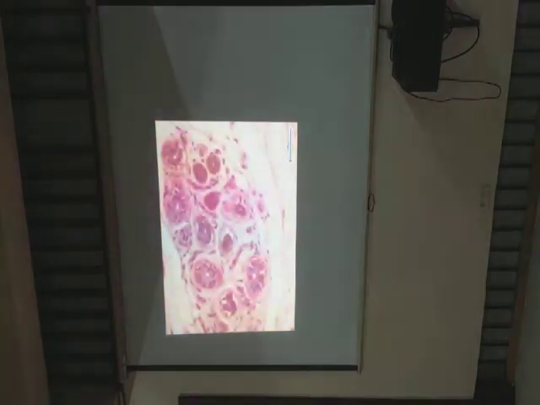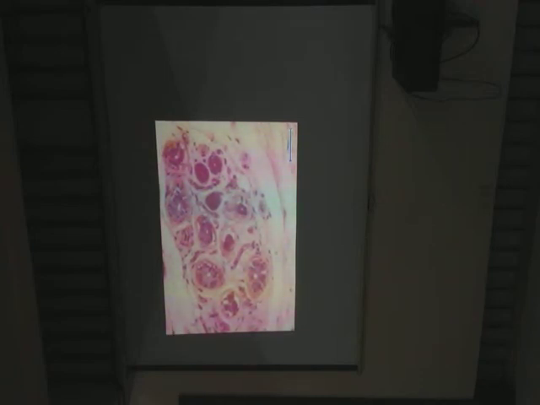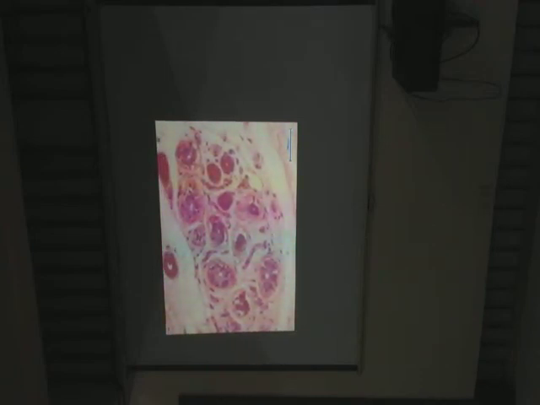The secretory and then the ductal portions. The secretory portions and ductal portions. That is actually the sweat gland. So let us first study the appearance of the secretory portion. The secretory portion is lined by what type of epithelium?